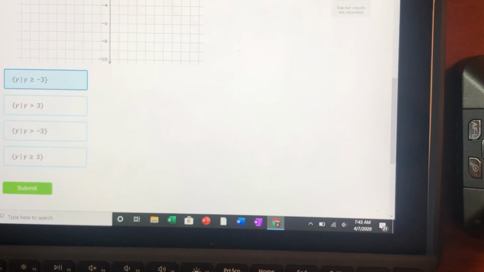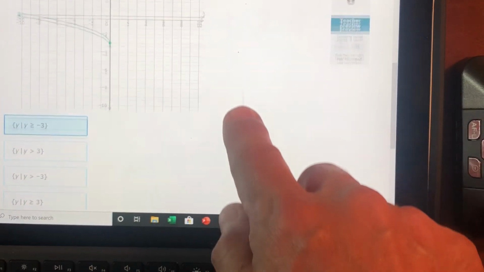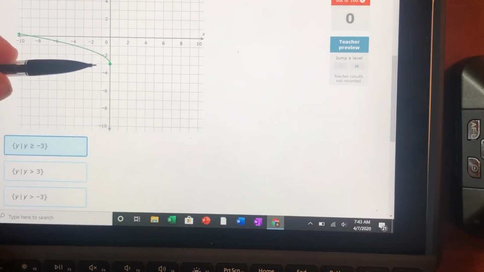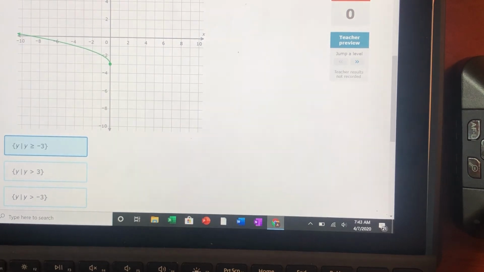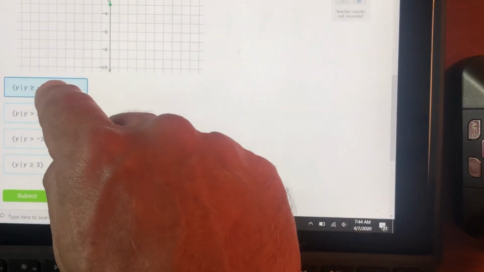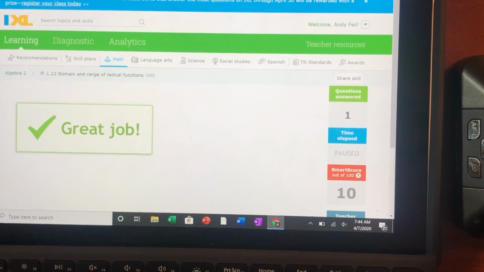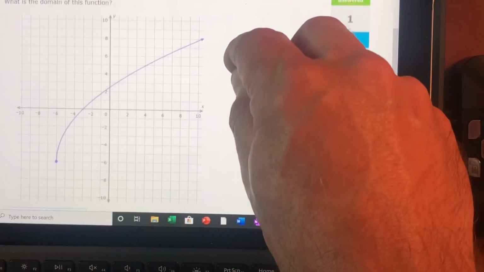Notice that one of the answers says y is greater than -3. The reason why we're choosing y is greater than or equal to -3 is because right there, well, you can't see that, can you? Let me go back up. There it is. That dot right there is closed in. That means it's equal to. If it was an open dot, like a circle that wasn't filled in the middle, then it would just be greater than. But since it's greater than or equal to, that's it. We'll hit submit, and hopefully it'll tell us that we did well. Yeah, there you go.